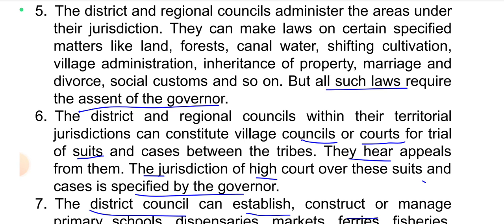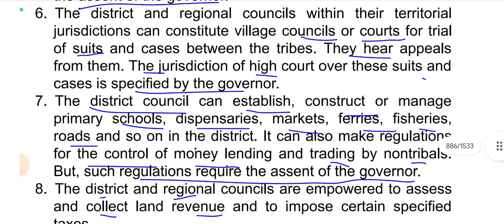They can make laws on certain specified matters like land, forest, canal water, shifting cultivation, village administration, inheritance of property, marriage and divorce, social customs and so on. But all such laws require the assent of the governor. The district and regional councils within their territorial jurisdictions can constitute village councils or courts for trial of suits and cases between the tribes. They hear appeals from them. The jurisdiction of the High Court over these suits and cases is specified by the governor.